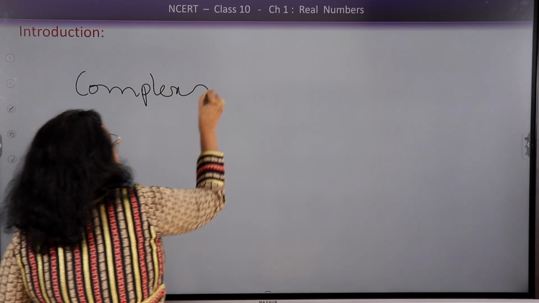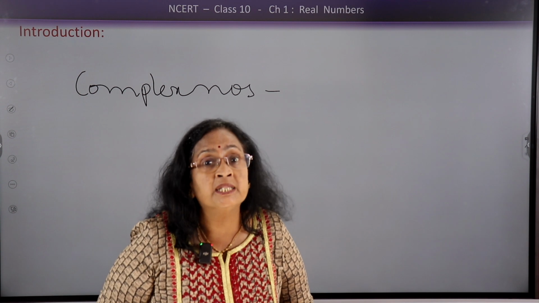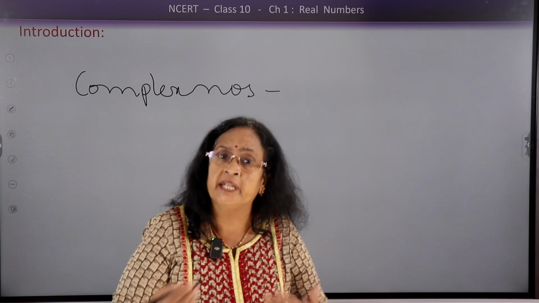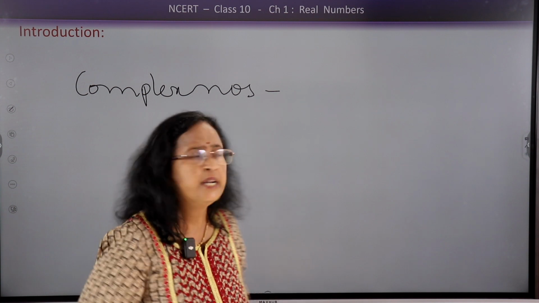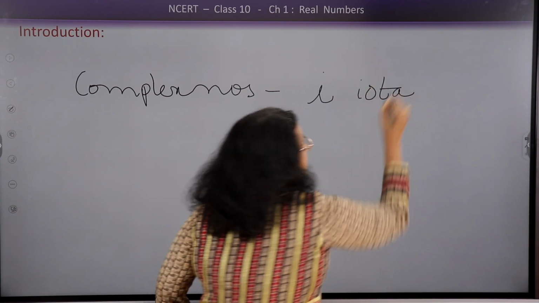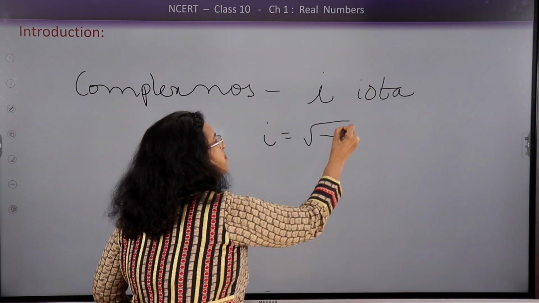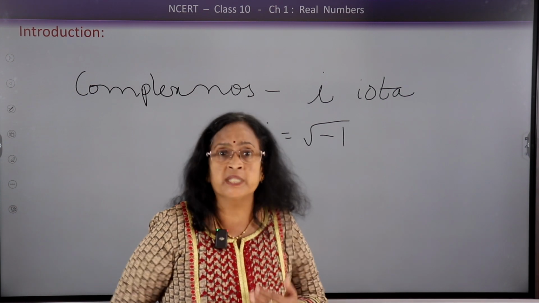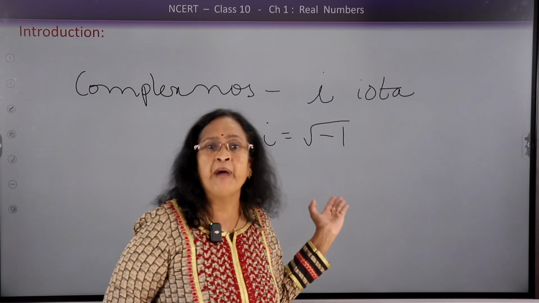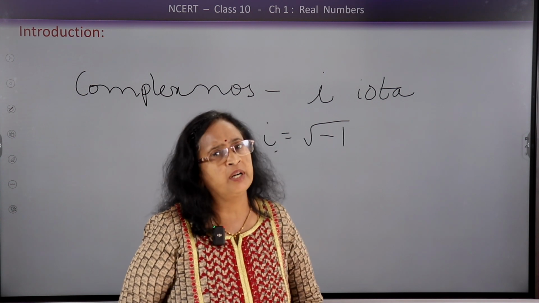Now what are these complex numbers? Why are they called complex numbers? Because they are imaginary numbers, not real numbers. We imagine that may be the answer. For example, i, which is called iota. i is an imaginary number. The value of i is root over minus 1. We had done roots of positive numbers, isn't it? We haven't done roots of negative numbers. So this is an imaginary number, whose value is root over minus 1, which is not a real number.